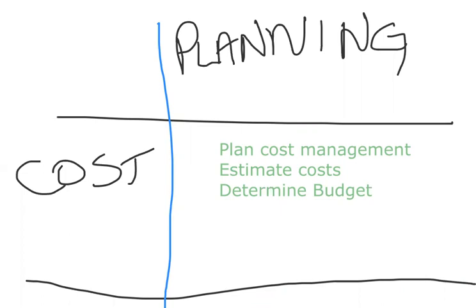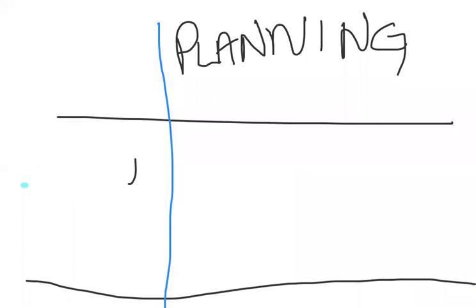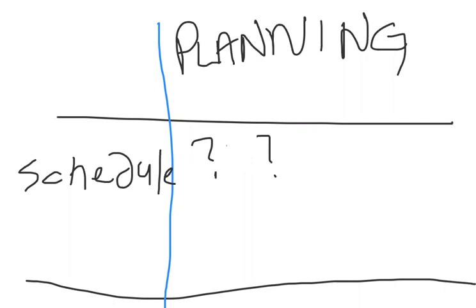All right, I have one more like this for you. And this is schedule. Where planning and schedule intersect, you have a number of processes. I'm going to give you a clue. You have 5 processes to answer here. What are they? Where planning and schedule intersect. Go. I'll give you a minute.